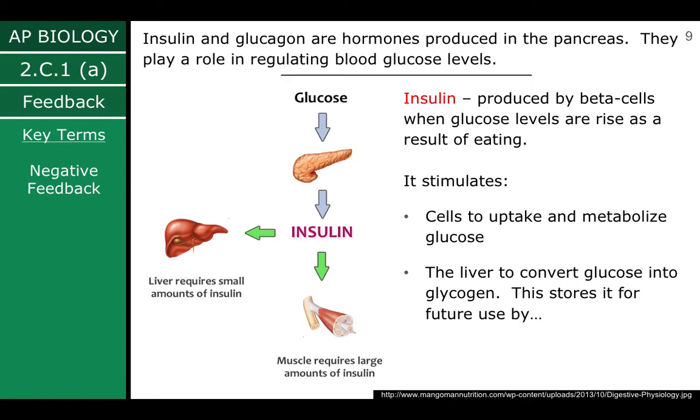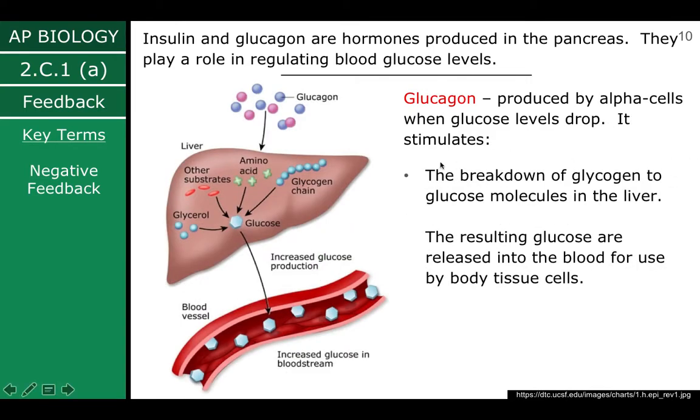Another one that you'll see is insulin and glucagon, which are hormones produced by the pancreas and help regulate blood glucose levels. So the first thing we have is insulin, which is produced by beta cells when glucose levels rise, as a result of eating. It stimulates cells to uptake and metabolize glucose, and the liver to convert glucose into glycogen. We also have glucagon, which is produced by alpha cells when glucose levels drop.